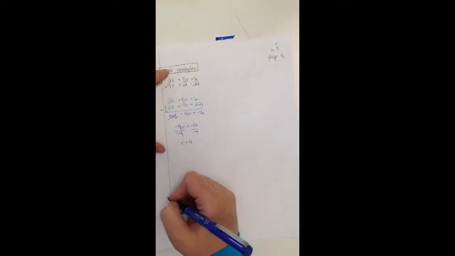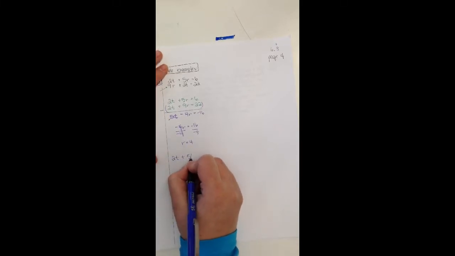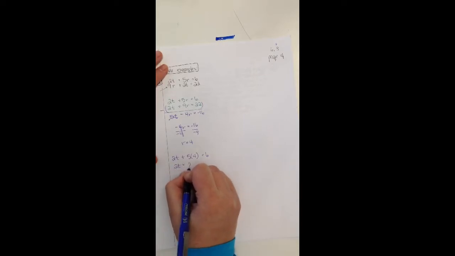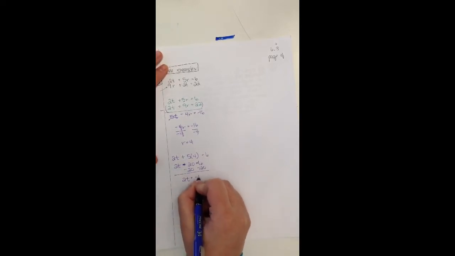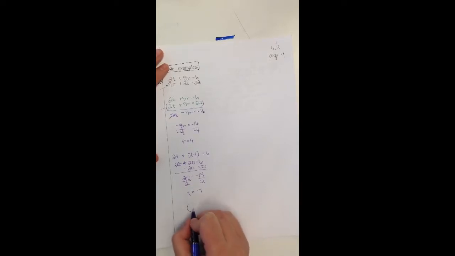Then I'm going to substitute in. I'm just going to choose the top one. They're all positive, so it doesn't really matter. So I have 2t plus 5 times 4 equals 6. 2t plus 20 equals 6. Subtract the 20. 2t equals negative 14. Divide by 2. T equals negative 7. So my ordered pair is 4, negative 7.